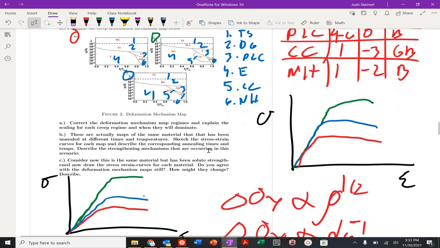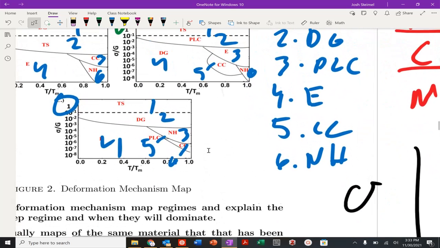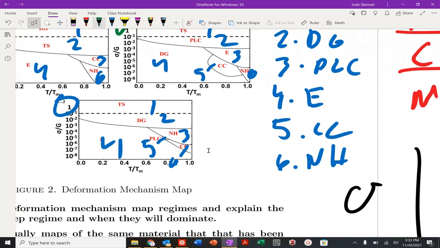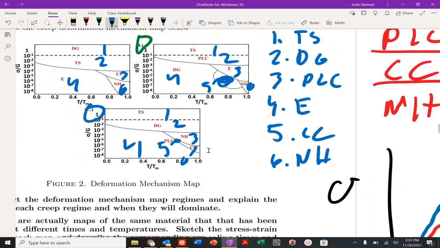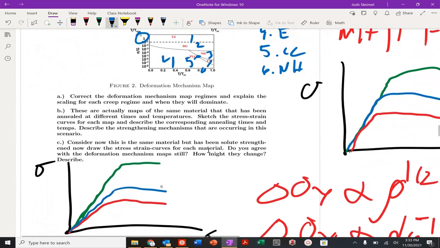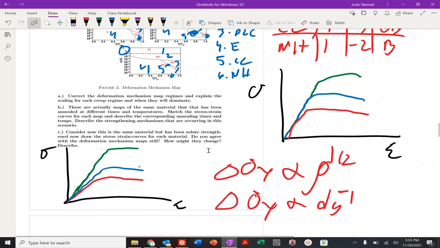If it's solute strengthened, I do disagree with the maps. If you're assuming that they're the same material at the same grain size, then these maps don't make sense. Because here, we're clearly seeing a change in the Coble creep region. We're seeing a change in the size of this region, and it's completely gone here. So these maps are showing different grain sizes as well. There's clearly a change in grain size.